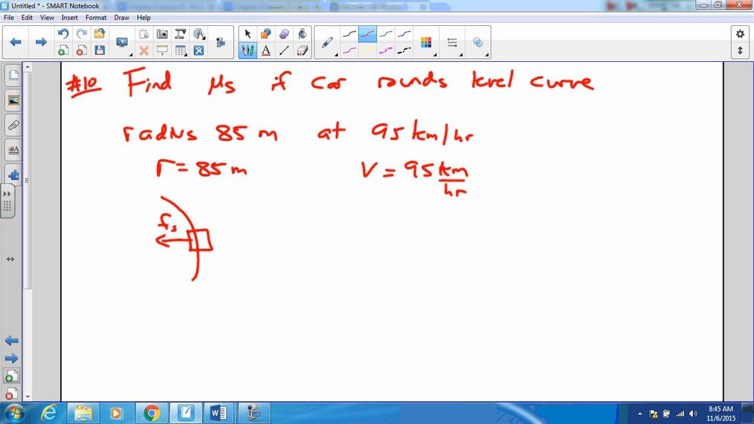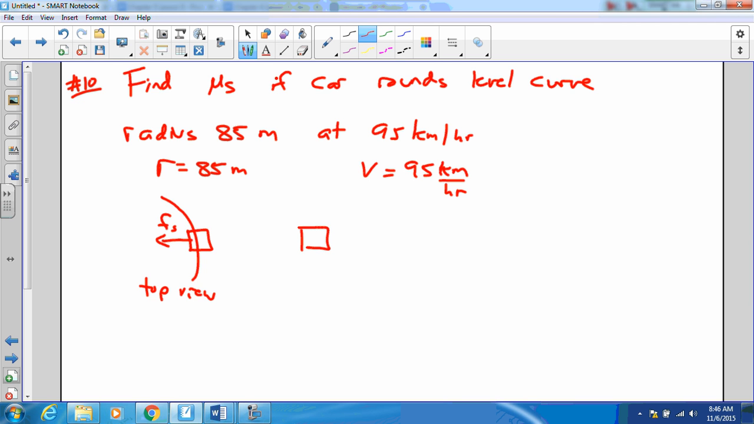Okay? And then also, static frictional force is going to point in the direction of potential motion. The potential motion of the car is to go off of the road, think in terms of our accelerated reference frame, right? And therefore, the static frictional force is going to have to point opposite of that direction. It's going to have to point straight inwards in order to keep the car on the road. All right, so this is our top view.